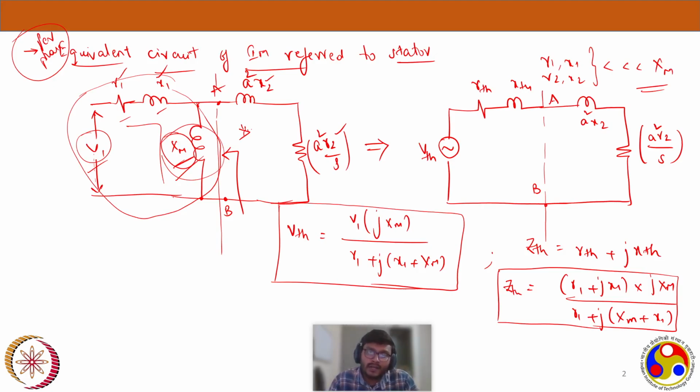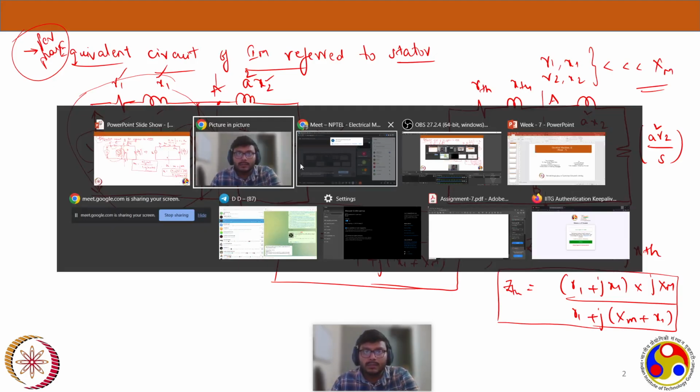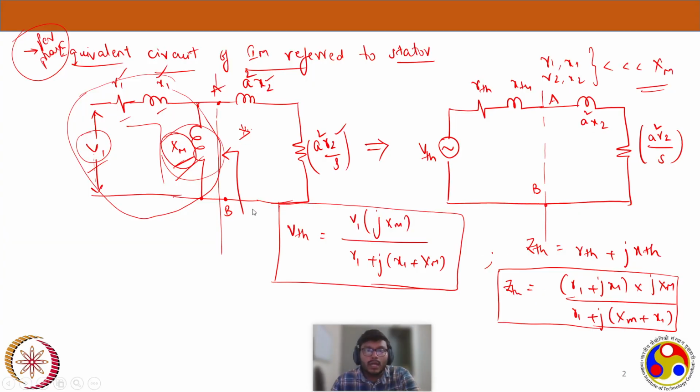Now, since R1 and X1 are already small, we know that if you connect two impedances in parallel, the equivalent impedance will be very close to the lower impedance only. So here R1 and X1 are very small in magnitude compared to your magnetizing reactance XM. So if you try to calculate the equivalent impedance of the entire circuit, it will be of the same order as the low impedance. So your RTH and XTH will be of the same order as your R1 and X1.